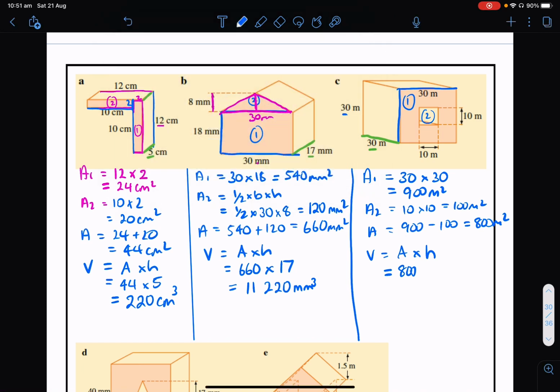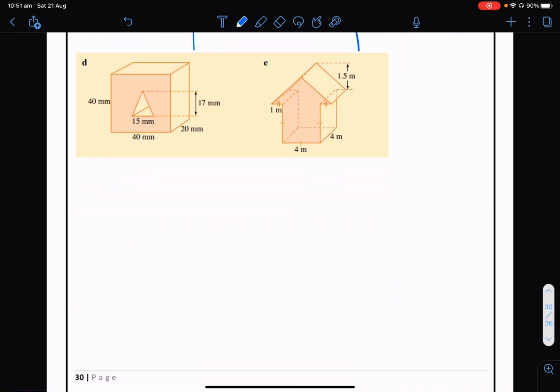So we're going to multiply that by 30, which is going to give us 800 times 30, which just gives us 24,000 meters cubed. Okay. The other way you could do that is recognize that it's a cube. So you could do 30 cubed and then take away the 10 times 10 times 30. But again, I don't want you to do that unless you understand what I just said. Okay, let's go to the two at the bottom.